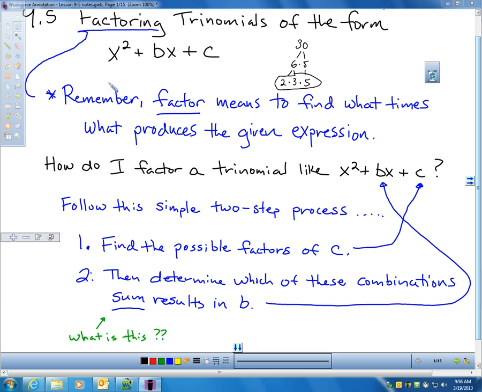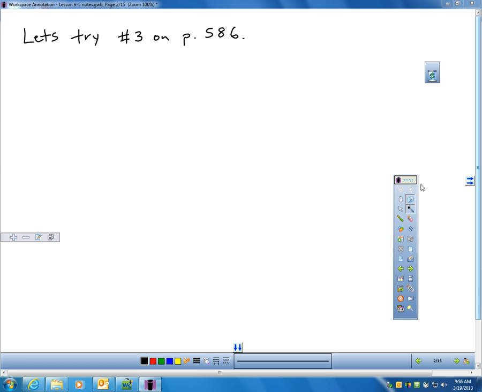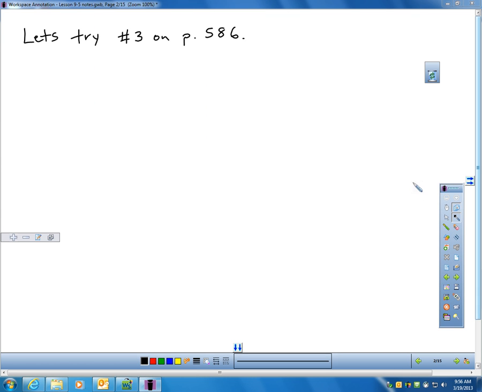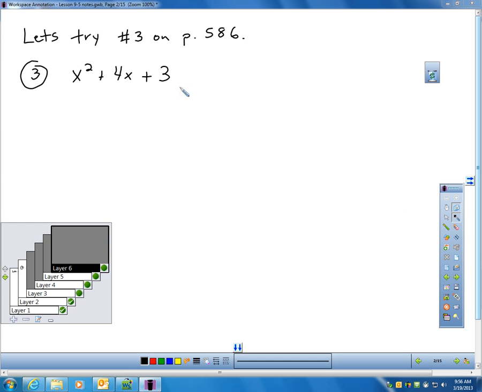The lead coefficient's 1. We're trying to figure out what times what gives us c, and yet those same two numbers have to add up to b. That's what the sum means. So let's actually try that on a few problems. Let's go to number 3 on page 586, and I wrote the problem down up here. And it's x squared plus 4x plus 3, and you notice right now the lead coefficient is 1. So this is a simple two-step process.